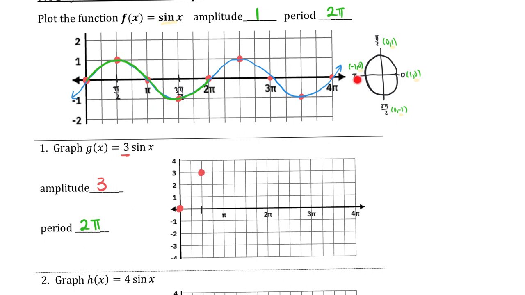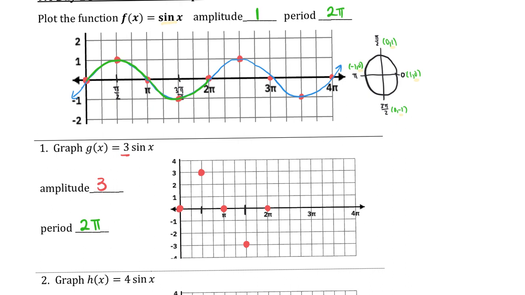When I get to pi, the sine is back to 0. When I get to 3 pi over 2, it goes to negative 1, and that's between pi and 2 pi. But there's a stretch of 3, or the amplitude's 3, so it's actually going to go down 3. Okay, and then when I go to 2 pi, I go back to 0 because that's one period of the graph. Okay, so that's one period of my graph right there.